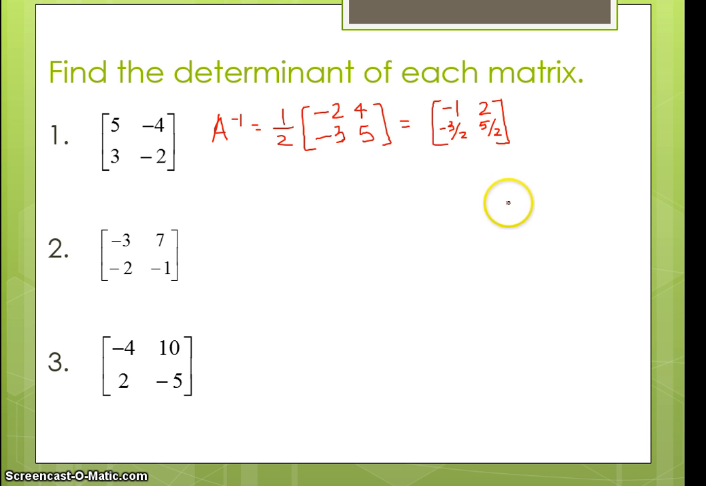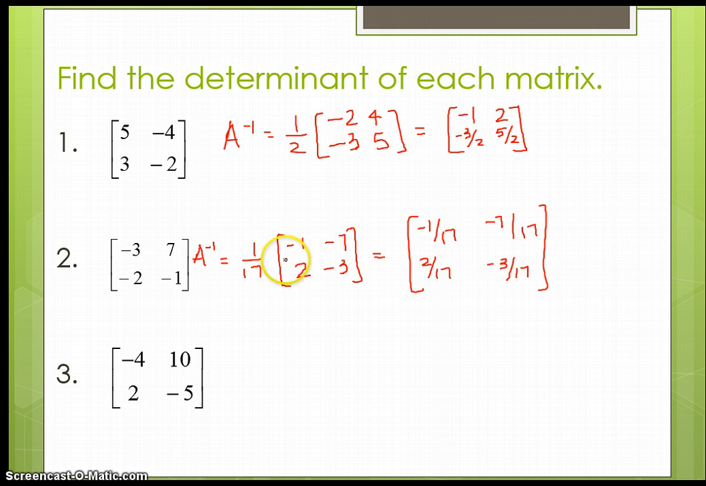I personally would recommend using fractions, because as we start to get into other ones, like the second one where you're going to be doing 1 over 17, those are going to be awful decimals. Go ahead and find the inverse of this second matrix. You should have switched these two elements, and made the other two negative, changing their sign. Your inverse matrix should be negative 1 over 17, negative 7 over 17, 2 over 17, and negative 3 over 17.